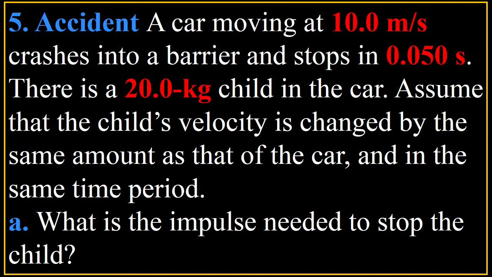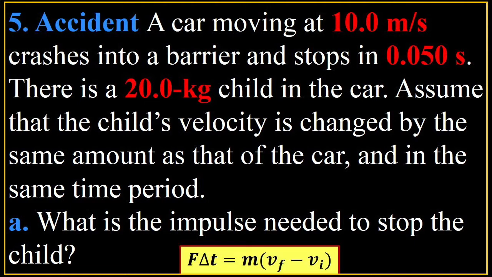Problem 5 is about accident physics. A car moving at 10 meters per second crashes into a barrier and stops in 0.05 seconds. There is a 20-kilogram child in the car. Assume that the child's velocity is changed by the same amount as that of the car, and in the same time period. What is the impulse needed to stop the child?